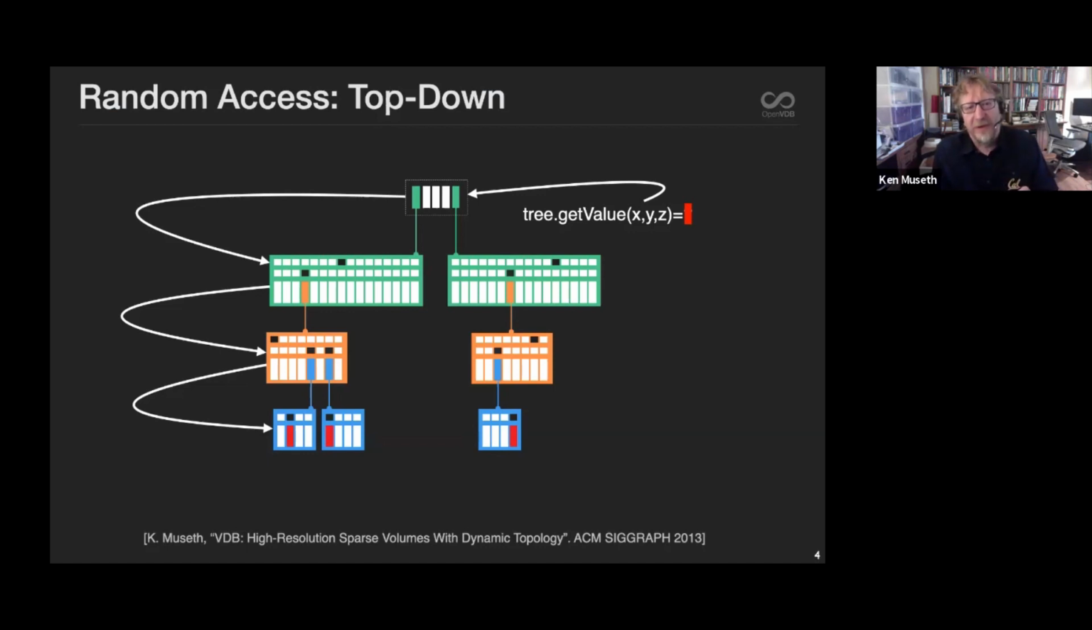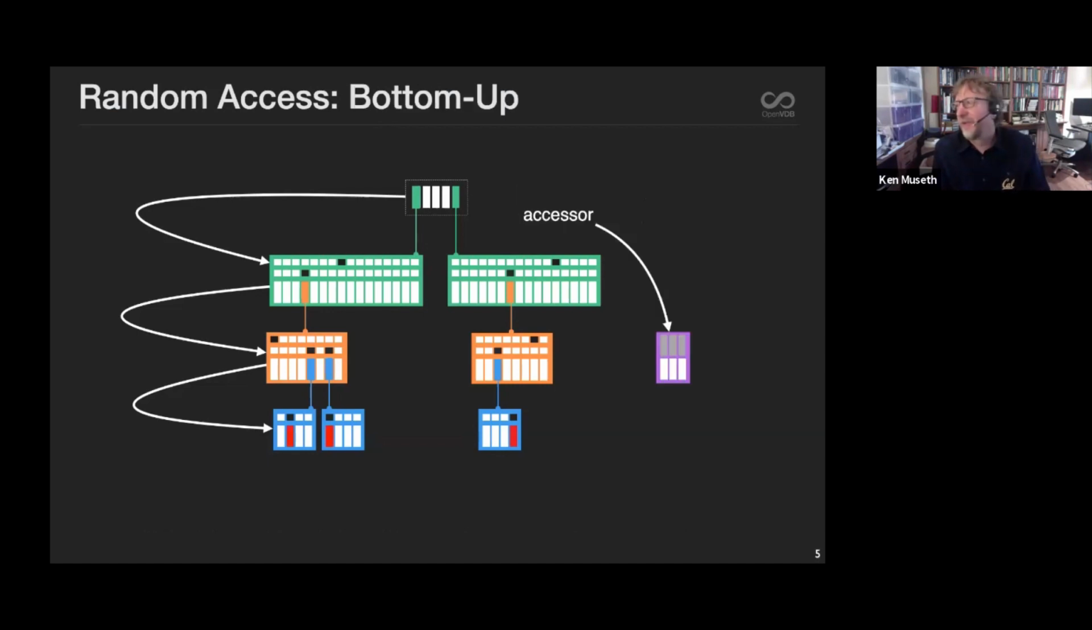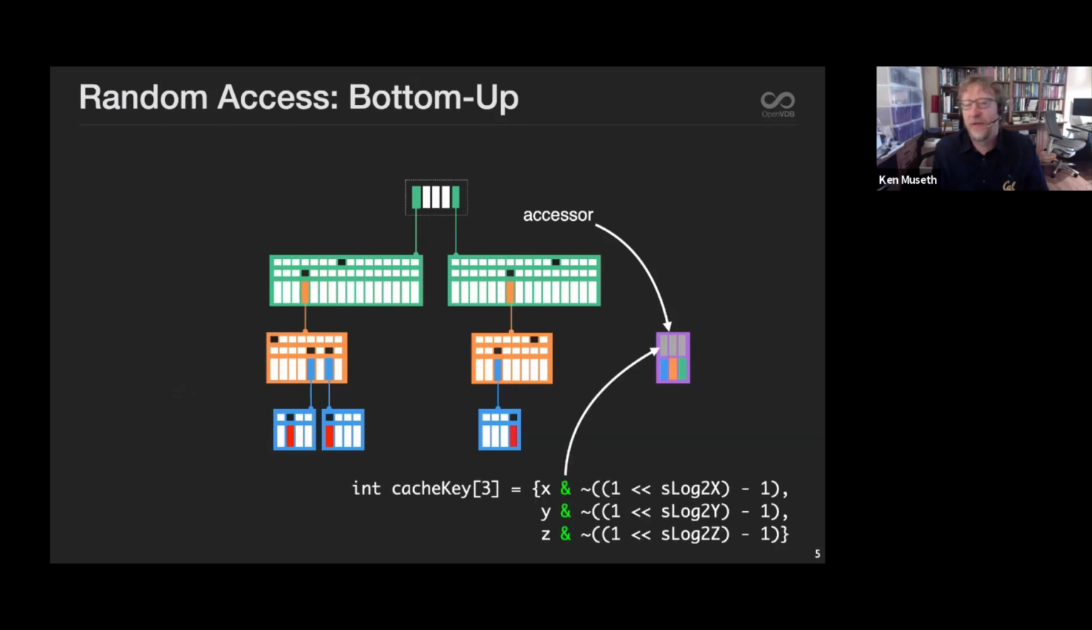So VDB makes use of a technique that I believe is pretty unique to this data structure. It allows you to do not top-down, but bottom-up traversal. And the idea is very simple. Suppose you've done one access already. What you do is you cache the pointer structures of that traversal, and for a subsequent access, you do a few bit operations to check and see if the subsequent access falls in the same leaf node. And if it does, well, then there's no traversal involved. You immediately return the value.